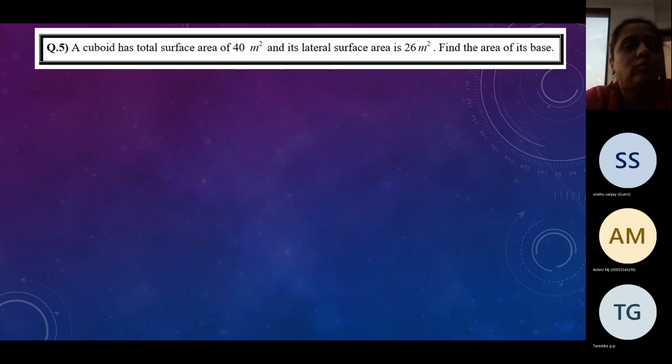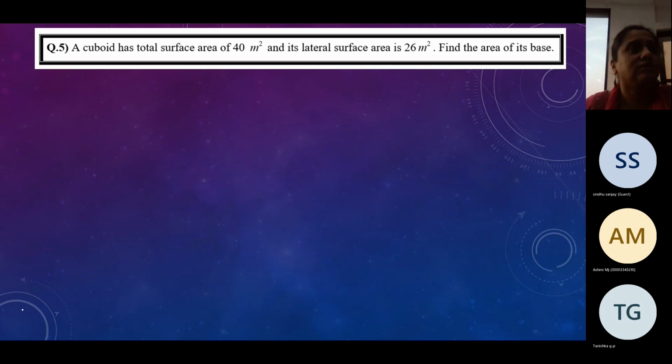A cuboid has a total surface area of 40 meters square and a lateral surface area of 26 meters square. Find the area of its base. What is total surface area? Area of the 4 walls plus the area of the top and bottom. If it's a room, it's the ceiling and the floor. The total surface area of a cuboid is the area of the four walls plus the area of the top plus the area of the bottom.